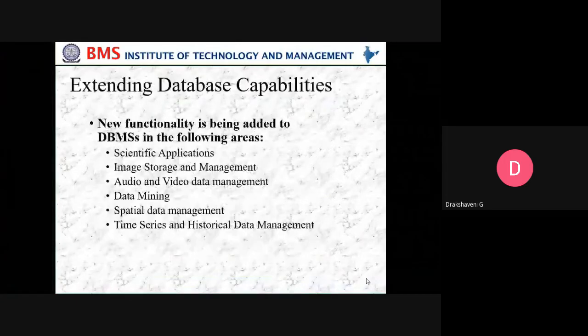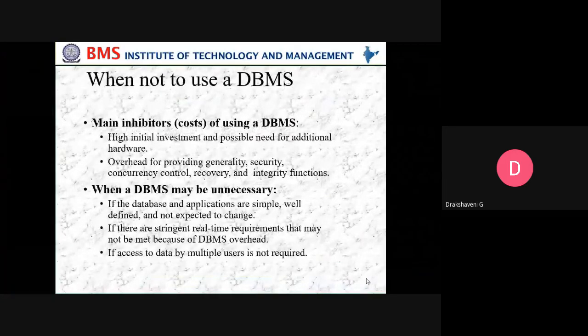Okay, so that's what we just started with, why not to use a DBMS. The main inhibitor is the cost of using a DBMS. The initial investment will be very high, and then there is recovery, database concurrency if 1 lakh or 2 lakh people are using it in parallel, and integrity functions. So these are the cases when not to use a DBMS.